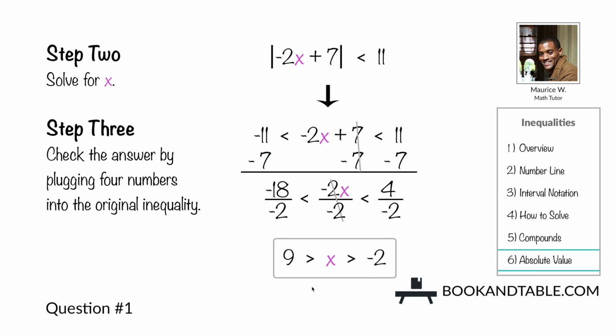So we can turn this inequality around, putting the lower value on the left side and the larger value on the right side. So the answer is negative 2 is less than x, which is less than positive 9.